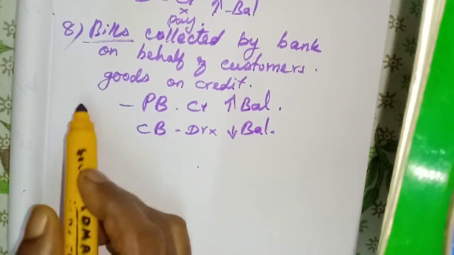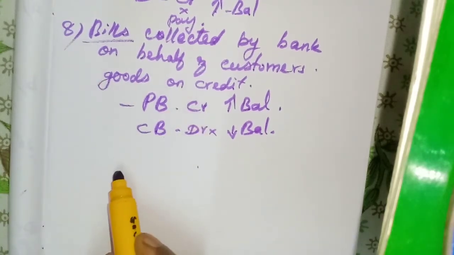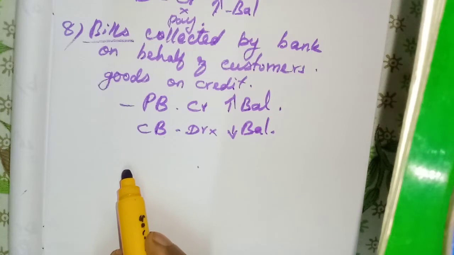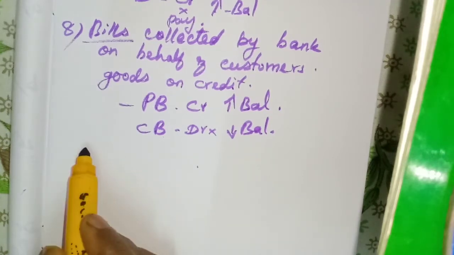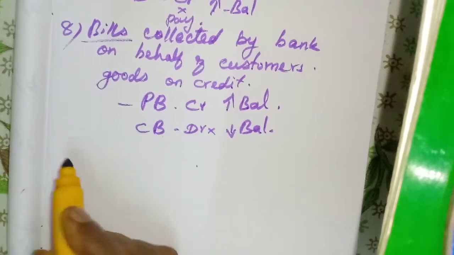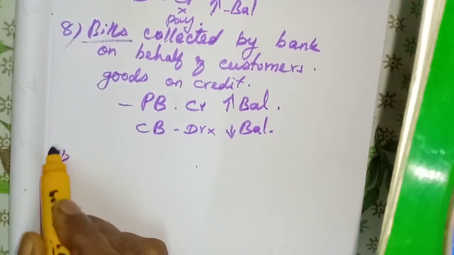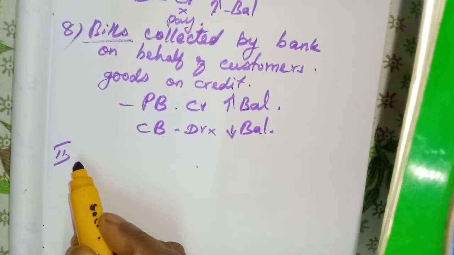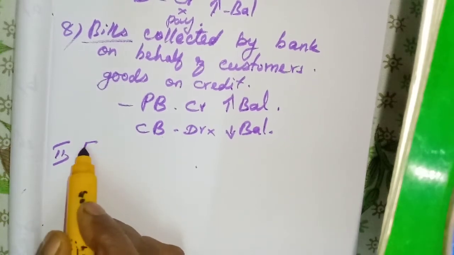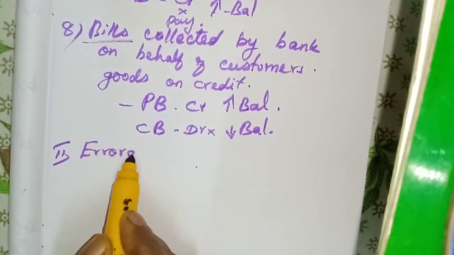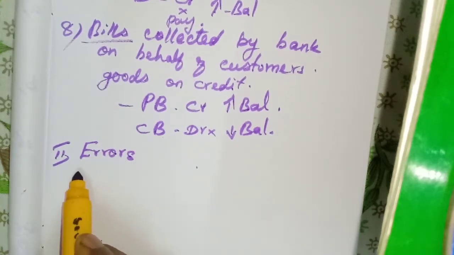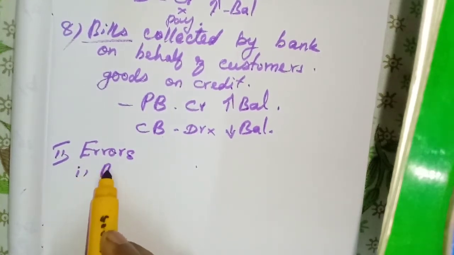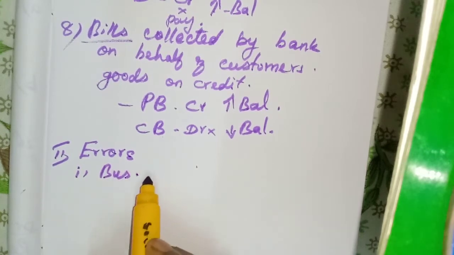Bank passbook shows more balance, the cash book shows less balance. Understood? All the 8 circumstances under which the differences occur between the bank passbook and the cash book. Cash book means bank column of the cash book. Now the second category, we may make some errors. Either the errors will be committed by the business firms, business concerns, business organization.